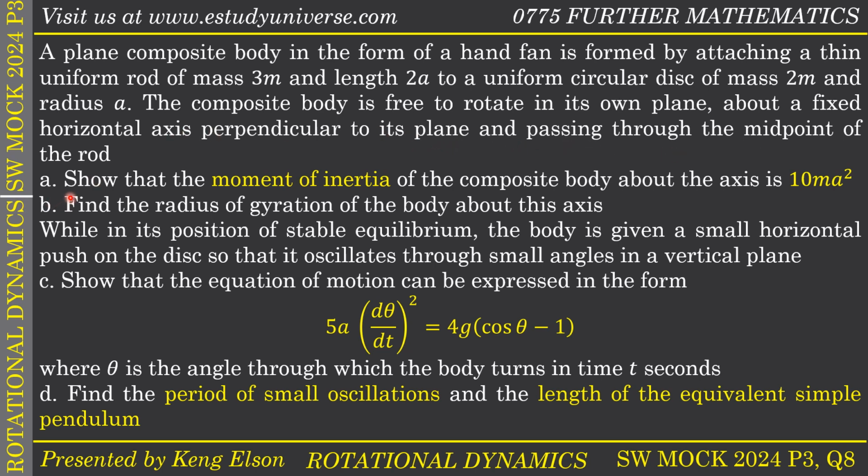A. Show that the moment of inertia of the composite body about the axis is 10ma². B. Find the radius of gyration of the body about this axis.